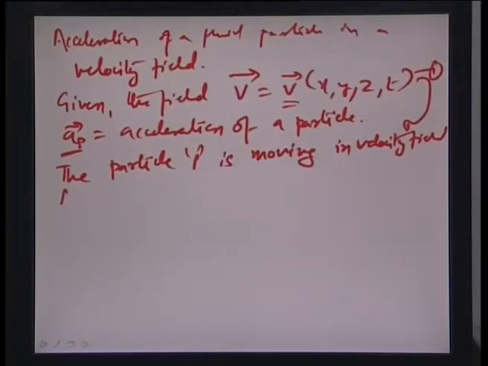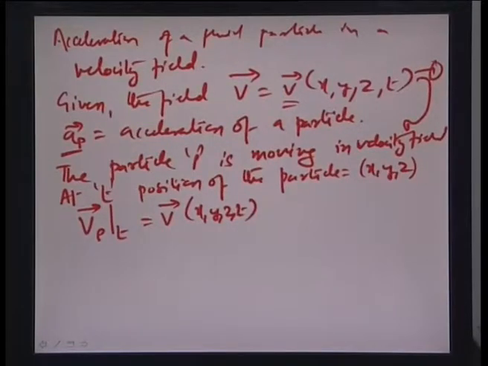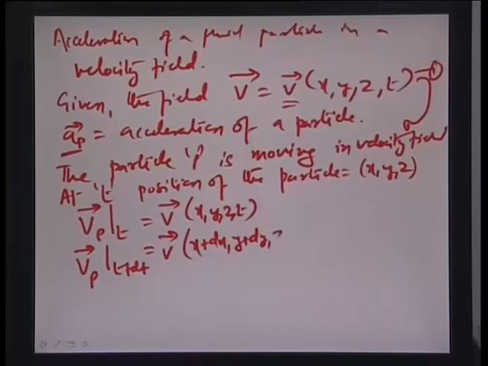So at time t the particle is at position x, y, z, let us say. And this particle has a corresponding velocity at that point in space at time t, which is represented by Vp at t equals V(x, y, z, t). Let us say it has a velocity at t plus dt, which is represented as V(x plus dx, y plus dy, z plus dz, t plus dt).